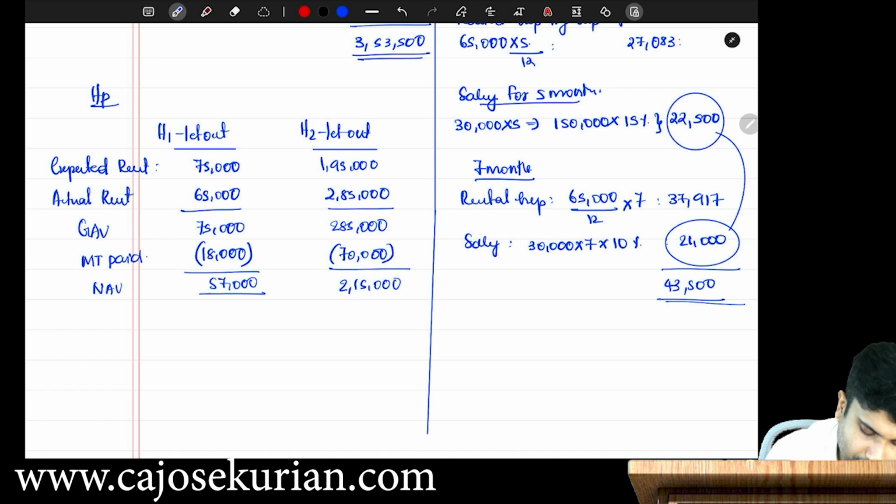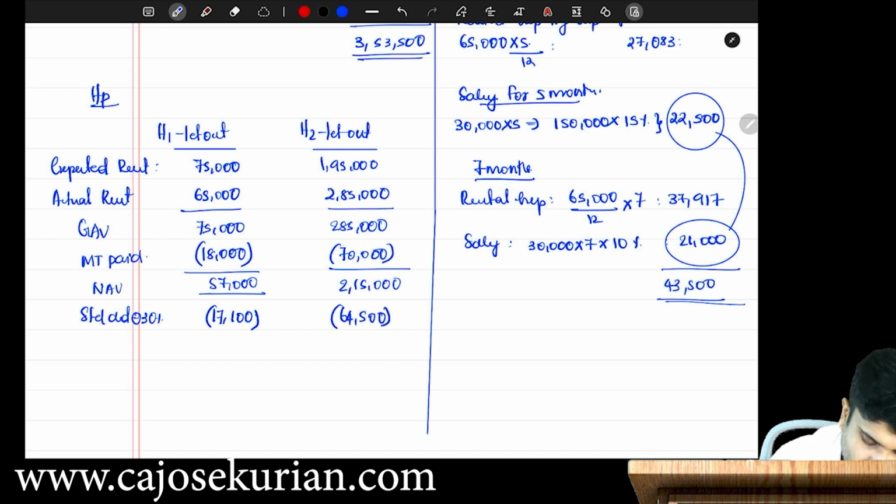Now you compute standard deduction at 30%. And how much is 30% of 57,000? 17,100. And how about house 2?